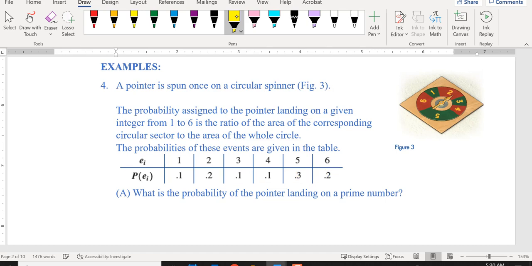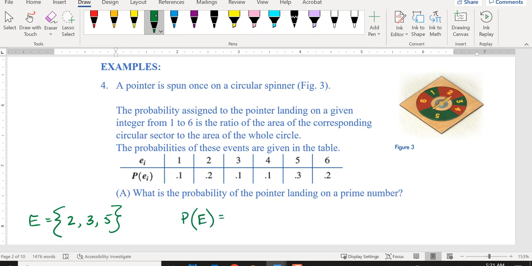So the first question, what is the probability of the pointer landing on a prime number? Let's let event E be that it's a prime number. So prime is 2, 3, and 5. So the probability of event E would be 0.2 plus 0.1 plus 0.3, which is 0.6.